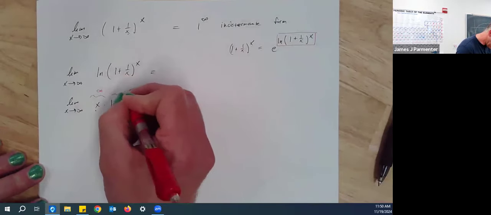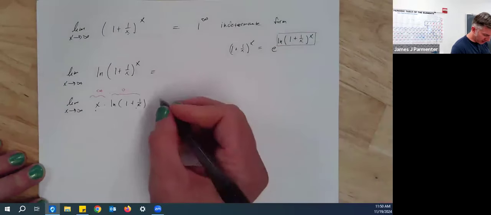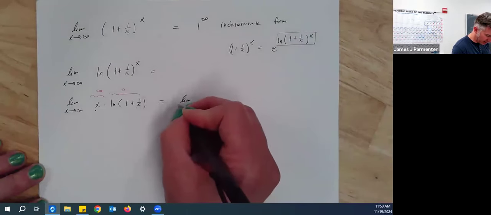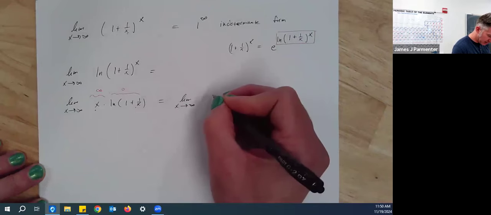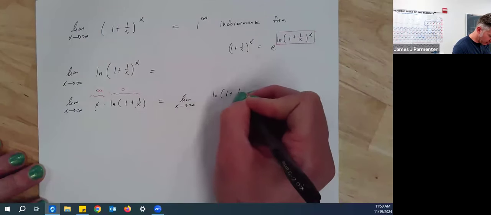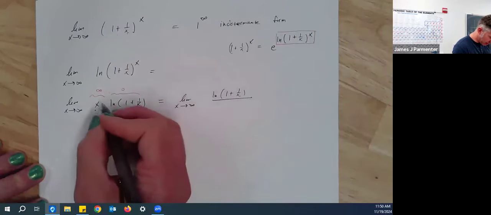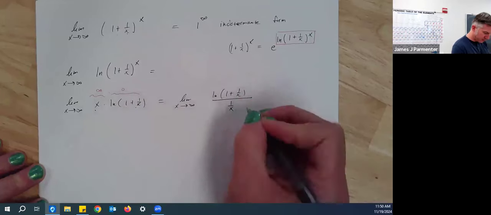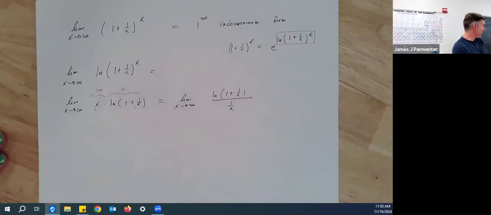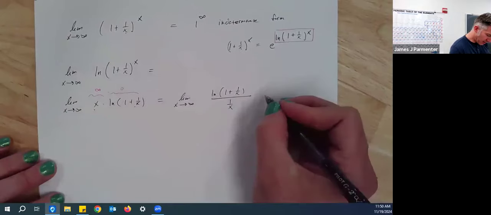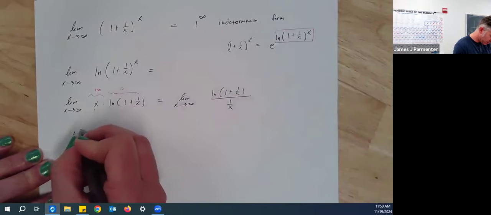So then we're going to bring the less complicated thing down to the bottom. So we're going to write this as the natural log of 1 plus 1 over x divided by the reciprocal of x, which is 1 over x. And now it's a 0 over 0 type. So now we can use L'Hopital's rule.